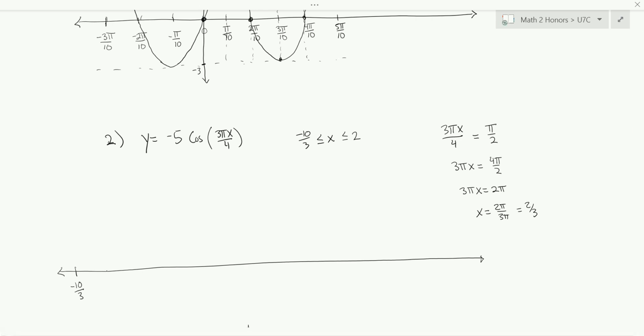What are you guys getting for the interval? Like, how much are you going each time? 2/3. Okay, good. So I'm not going to show you the whole thing. I just want to make sure you're starting right. Here's my work over here to get 2/3. Here's where you're starting. Keep going.